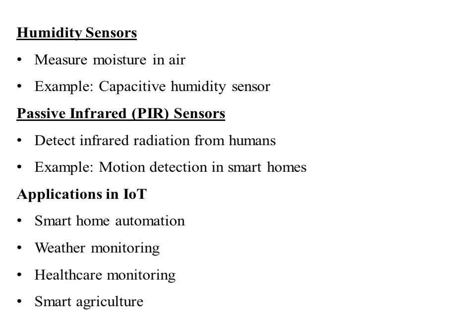Humidity sensor, measures moisture in air. Example, capacitive humidity sensor. Passive infrared sensor, detects infrared radiation from humans. Example, motion detection in smart home. Applications in IoT, smart home automation, weather monitoring, healthcare monitoring, smart agriculture.